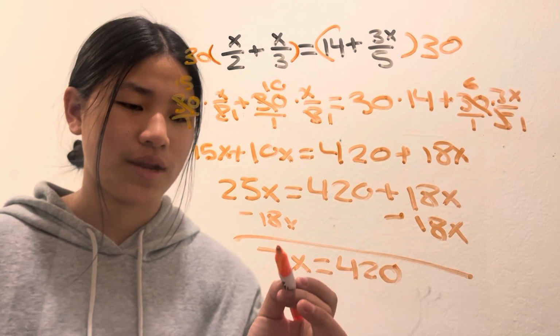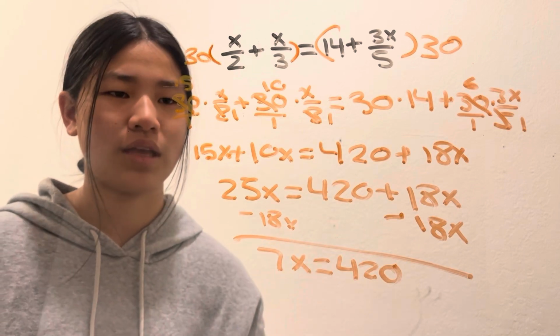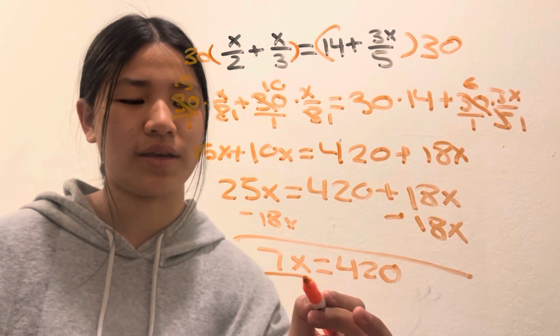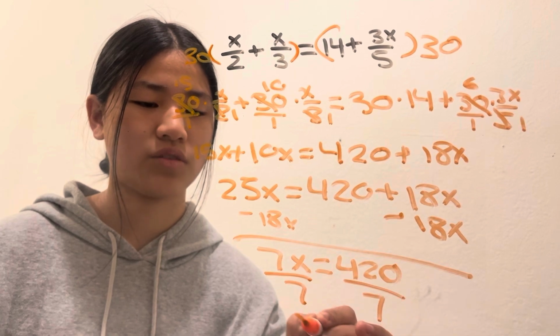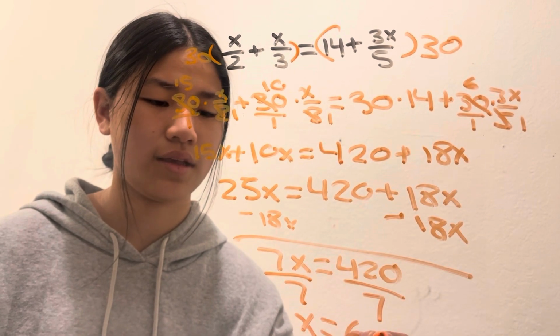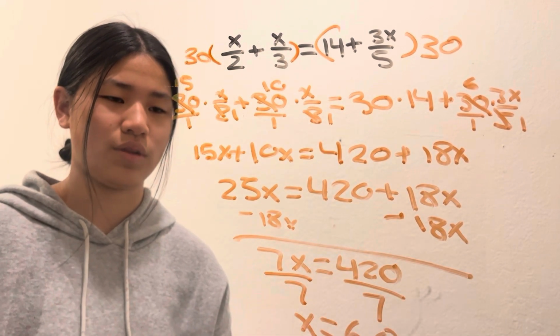All I have to do is get rid of the x, get rid of the 7. So we divide by 7 on each side, and x would equal 60. Yeah, it was really easy after we did it.